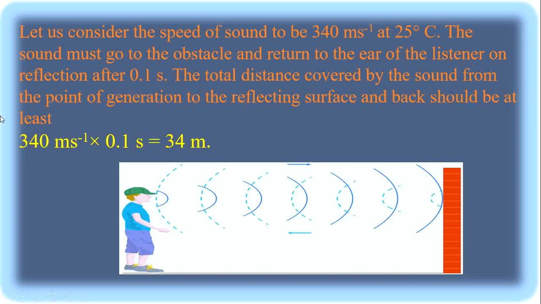So let us consider the speed of sound to be 340 m s^-1 at 25 degrees Celsius. The sound must go to the obstacle and return to the ear of the listener. When will it return to the listener? After 0.1 second. Now what is the distance covered by the sound? The distance covered by the sound is equal to speed into time. So what is the speed? 340 m s^-1 into time, which is 0.1 second. Now here the second and s^-1 get cancelled. When we multiply 340 and 0.1 we get 34 meter. So the distance covered by the sound is 34 meter.